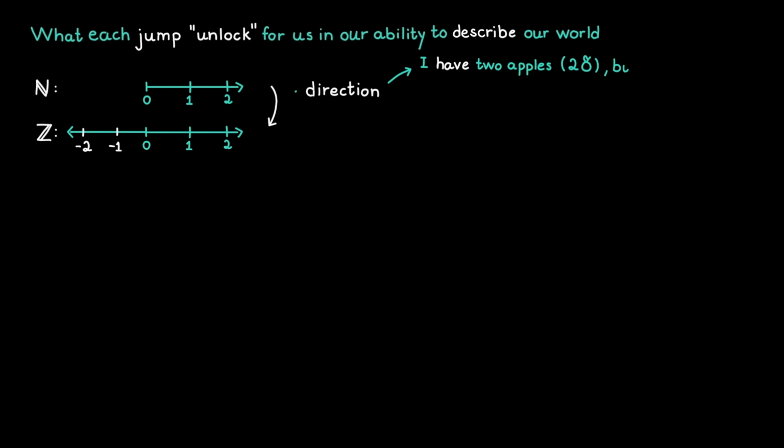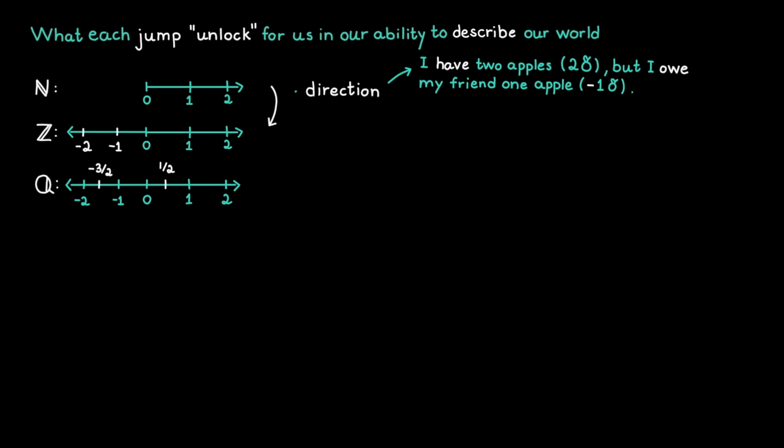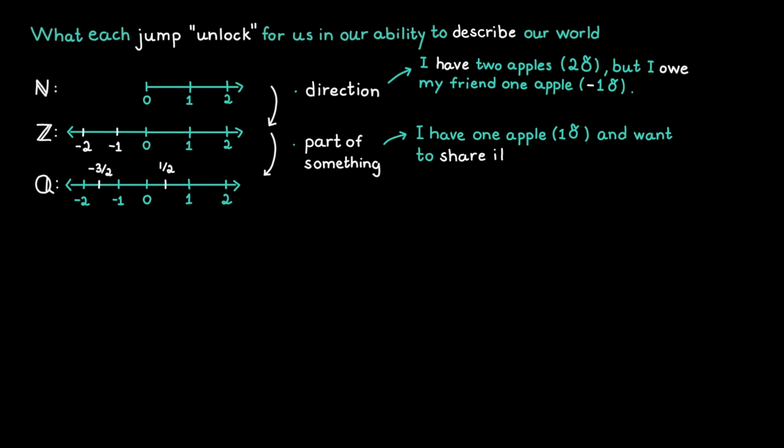When we went from our natural numbers to the integers, we unlocked the ability to describe directions. For example, we could start talking about debt. I have 2 apples, but I owe my friend 1 apple. And this is now something that we were able to describe by using our mathematical symbols and numbers. And in the next step, when we invented the rational numbers, we unlocked the ability to talk about parts of something. For example, I have 1 apple and want to share it equally with 2 friends. I can now express that as the following.